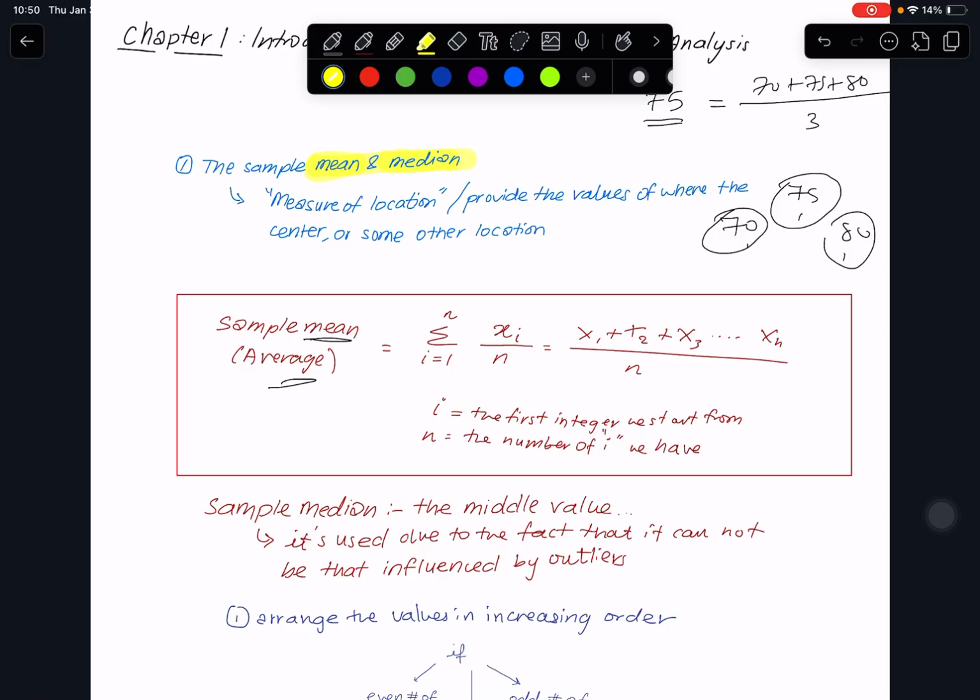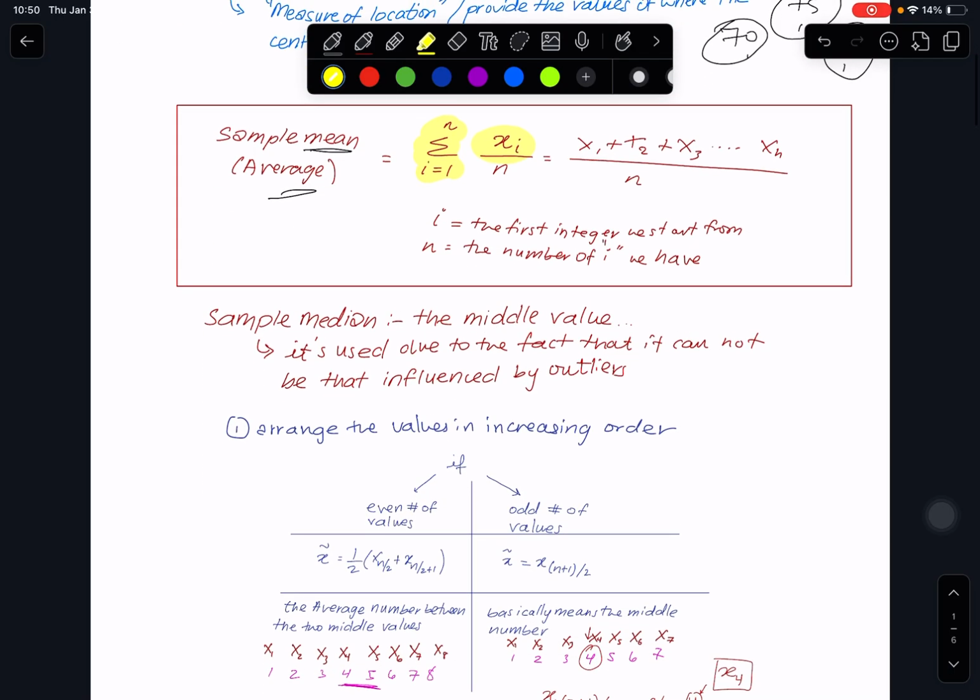I'm pretty sure you guys saw sigma هالأشياء before. So sigma basically means the summation of all the x's divided by the number of integers we have or the number of values we have. Another thing we took is the median. Median basically is another word for the middle value of the set.